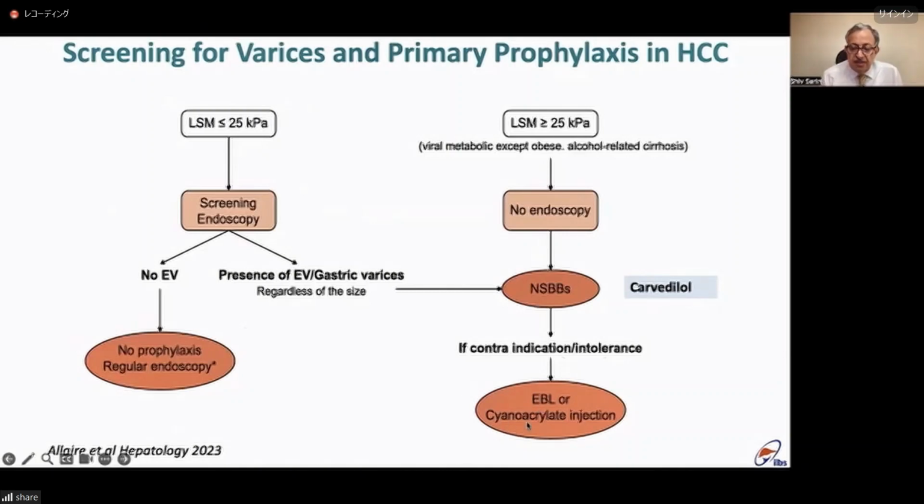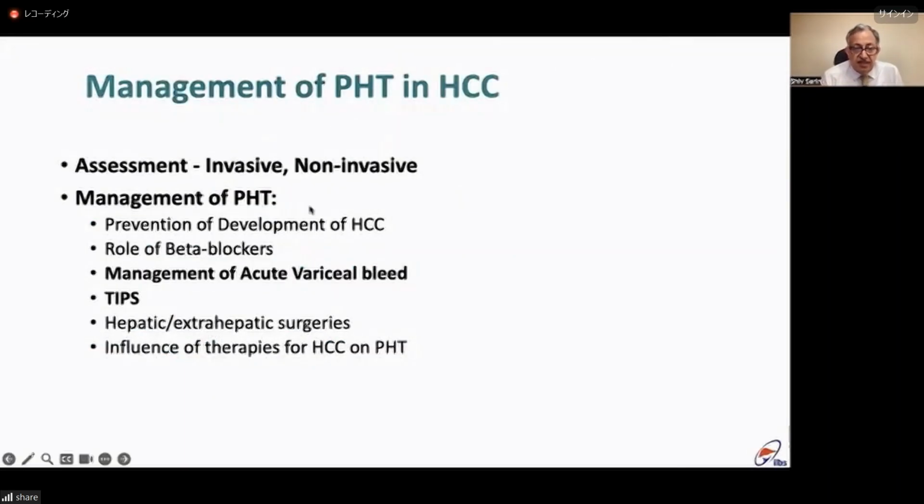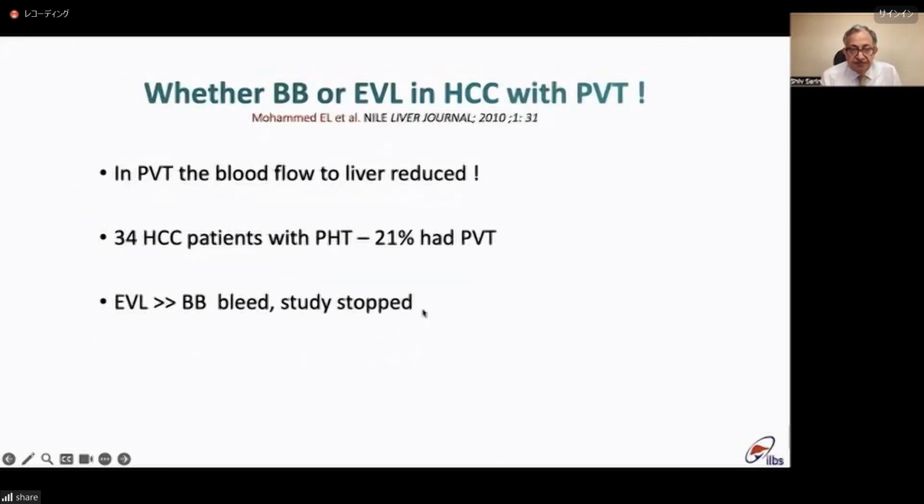So remember, patients with HCC need beta blockers if there is any amount of varices. Beta blocker therapy reduces incidence of development of HCC and also risk of first bleed and mortality in HCC. So managing portal hypertension, giving beta blockers, is important in HCC and cirrhosis. Now, a patient of HCC with portal hypertension comes with acute variceal bleed.